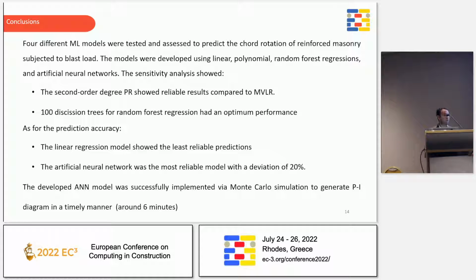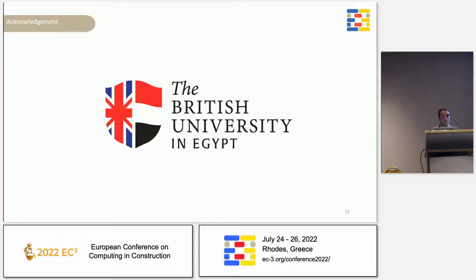As a conclusion, we tried 4 different machine learning techniques, where we found that the second degree showed the most reliable results from the regressions, and using 100 trees gave us the best estimate using the random forest techniques. And also the linear regression had the least accuracy. The artificial neural network showed us a deviation of about 20%, and we successfully used the methodology for developing PI diagrams that can be integrated into the ongoing resilience framework that's already published. And I'd like to acknowledge my university, and thank you, and I'm waiting for your questions.